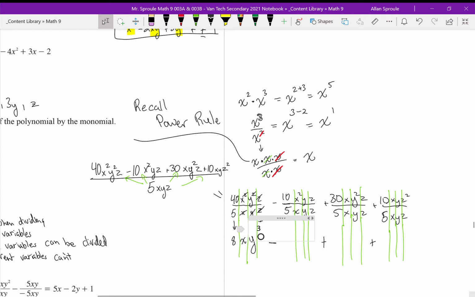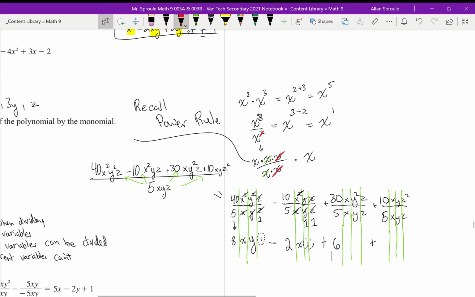Oops, not meant to put 3 there. So there is an invisible 1 there, which I'm going to write, but I'm going to leave out. So it won't be my final answer. 10 divided by 5 is going to give me 2. This cancels out here with this one. So I have 1x. The y's cancel out, so I'm left with nothing. And the z's cancel out, so again I'm left with nothing. And again, these are 1s, not 0s. 30 divided by 5, so our next one gives me 6.